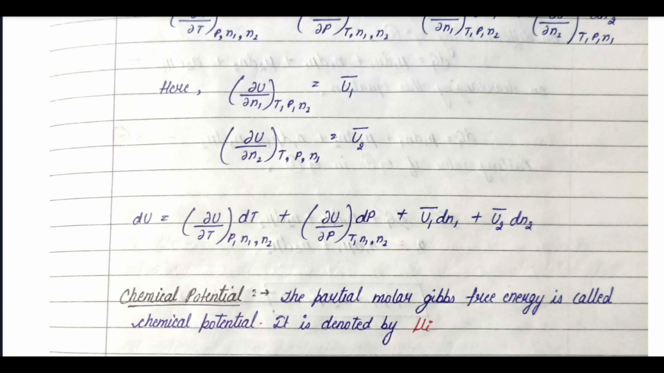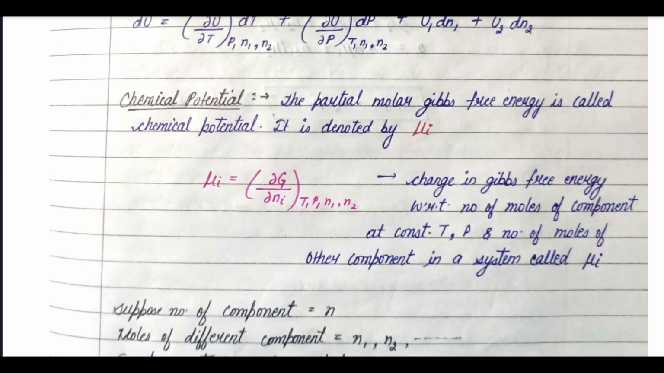dU is equal to curly U by curly T at constant pressure, n1, n2 into dT plus curly U by curly P at constant temperature, n1, n2 into dP plus U1 bar dn1 plus U2 bar dn2.